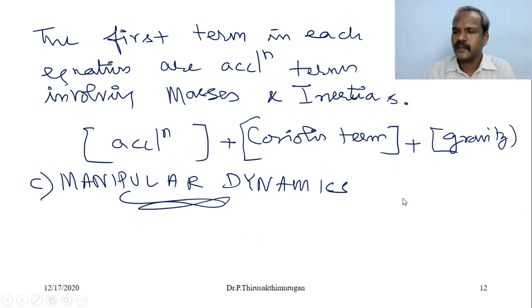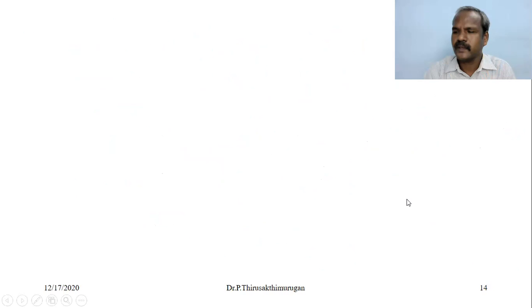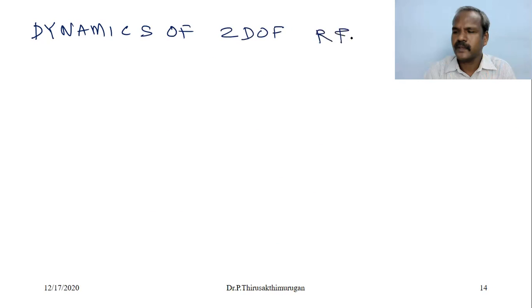Next we see how to derive the dynamics of the two-link planar elbow arm, 2 degree of freedom. So the dynamics of the 2 degree of freedom RR robot, a planar robot.